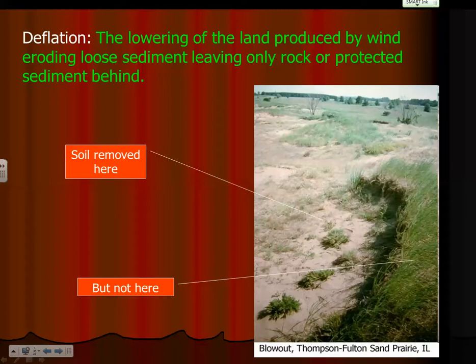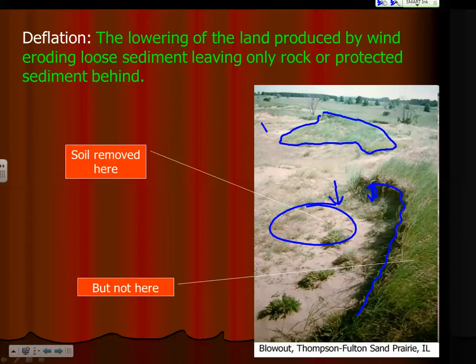rock protected sediment behind. And you can see in this picture on the right-hand side, plenty of grass here, and the roots from the grass are doing a pretty good job of holding the soil together. So there's actually some thickness to the ground there underneath the roots of the grass. However, over here in this area, you can see the soil has been deflated, literally picked up and moved somewhere else. And so it looks like the whole ground has lowered down like a tire deflating. You can see some other areas where it's being held together by the roots of plants, but other areas where it's being deflated.